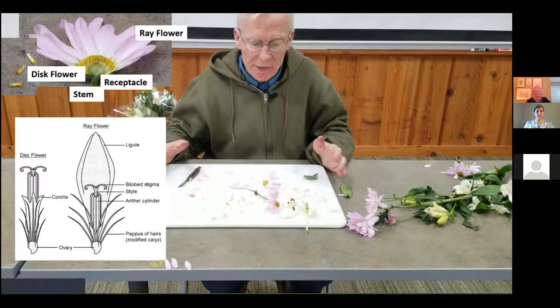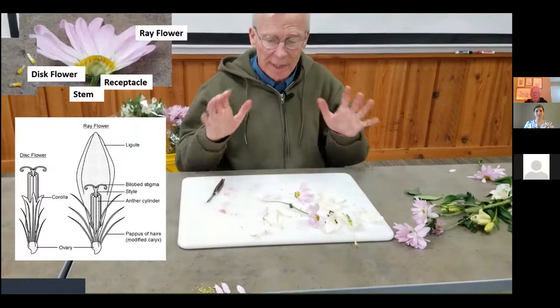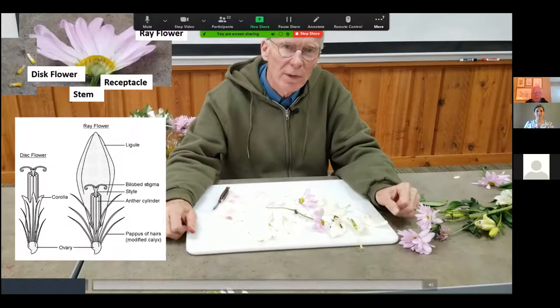The plant world is so amazing and beautiful, and this is just a teeny tiny little introduction to that. Just some of the beautiful things you see when you look closely at a flower.